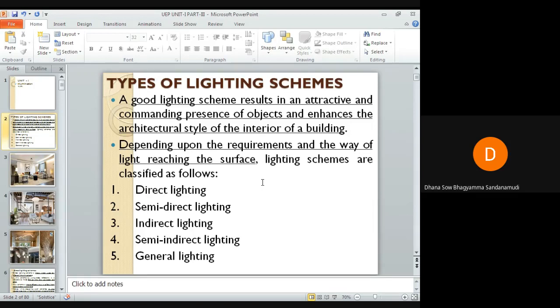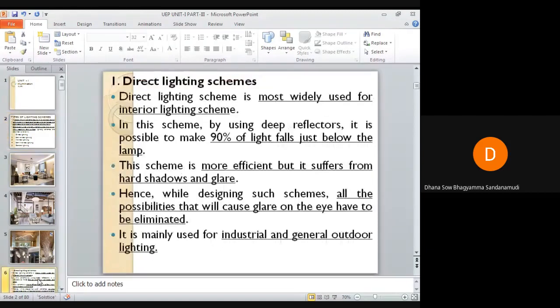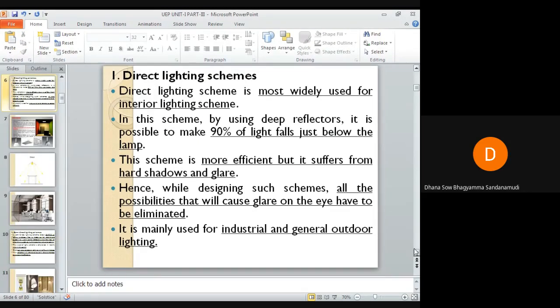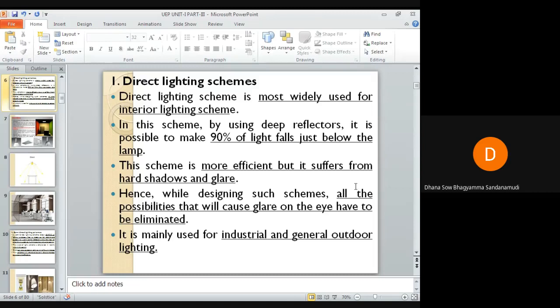Based on the requirement, lighting can be categorized into the following: direct lighting, semi-direct lighting, indirect lighting, semi-indirect lighting, and general lighting. Let us discuss one by one. The first one is direct lighting.